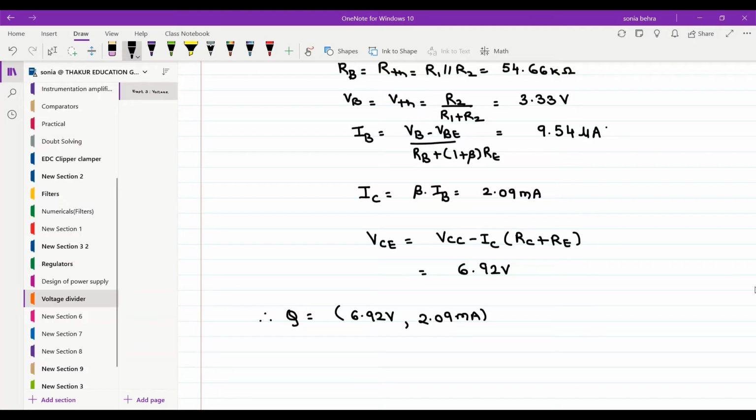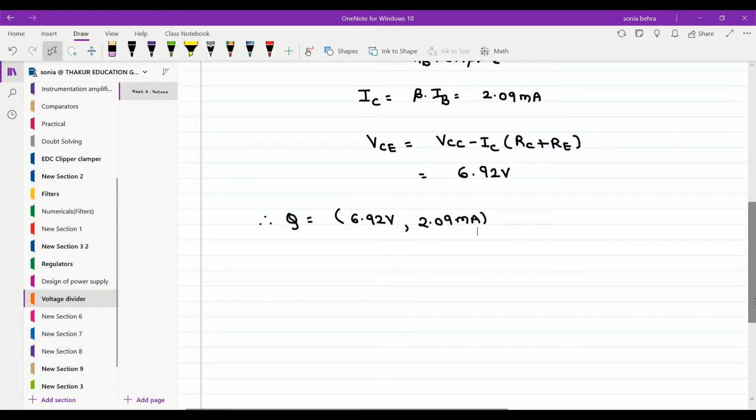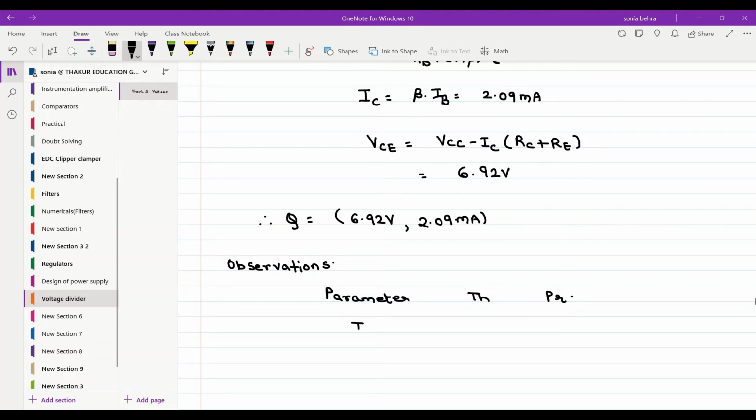After finding out the theoretical value, we will find out the practical values of the Q point using MultiSim. So let us make an observation table over here so that we can record our observations. Parameter, theoretical value, practical value. Parameter is IB, then is IC and VCE.